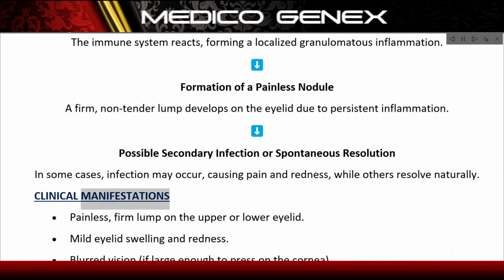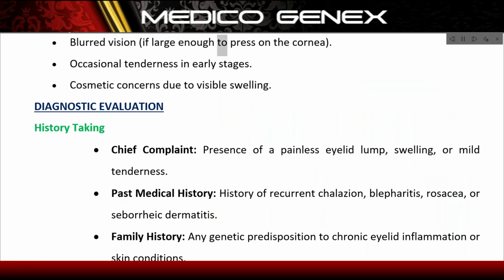Clinical manifestations. Painless, firm lump on the upper or lower eyelid. Mild eyelid swelling and redness. Blurred vision, if large enough to press on the cornea. Occasional tenderness in early stages. Cosmetic concerns due to visible swelling.